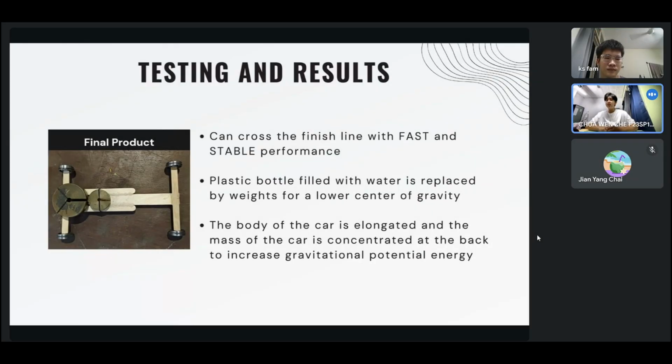So our final product can cross the finish line with fast and stable performance. The plastic bottle filled with water is replaced by weights for a lower center of gravity. The body of the car is elongated and the mass of the car is concentrated at the back to increase gravitational potential energy.